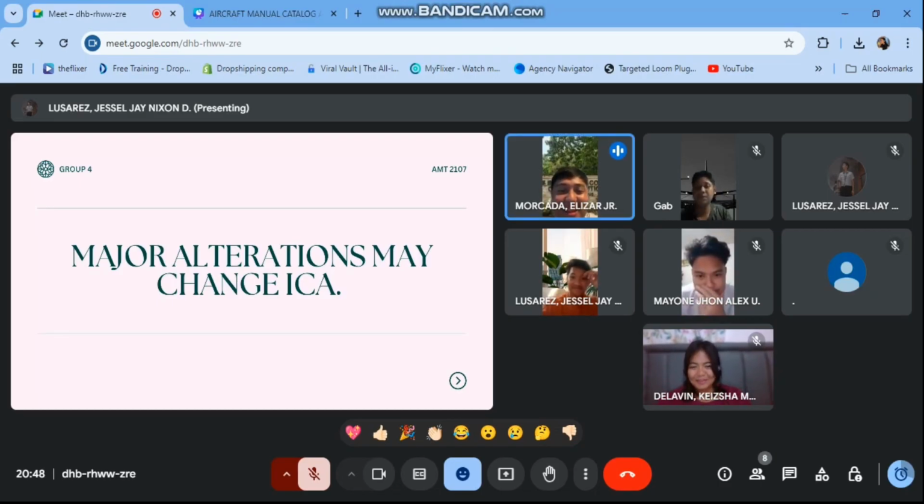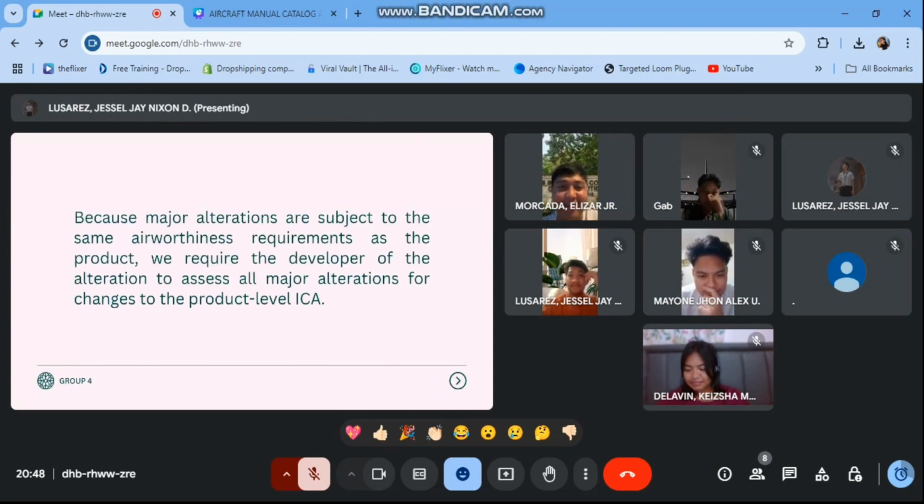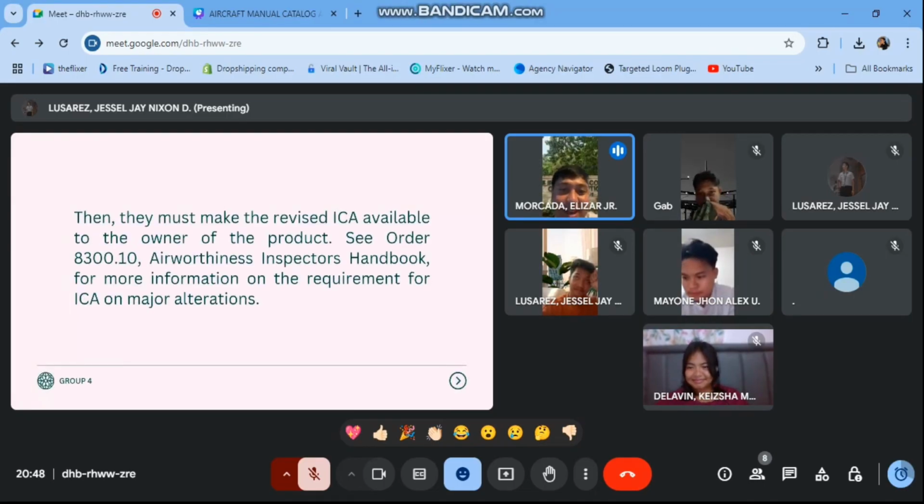Major alterations may change ICA. Because major alterations are subject to the same airworthiness requirements as the product, we require the developer of the alteration to assess all major alterations for changes to the product level ICA. Then they must make the revised ICA available to the owner of the product. See Order 8200.10, Airworthiness Inspector's Handbook, for more information on the requirement for ICA on major alterations.